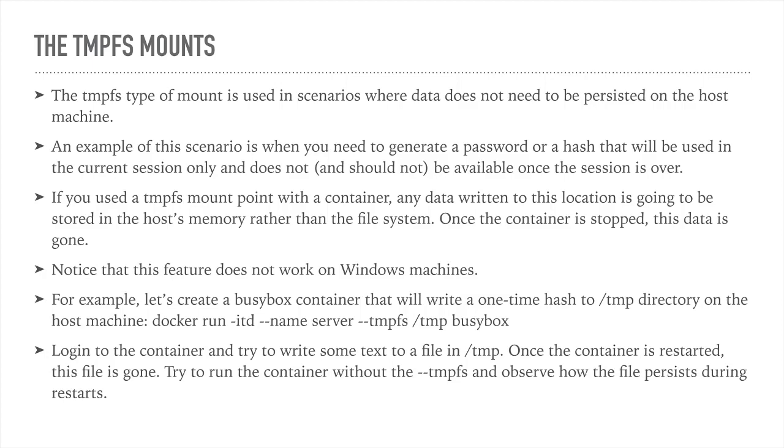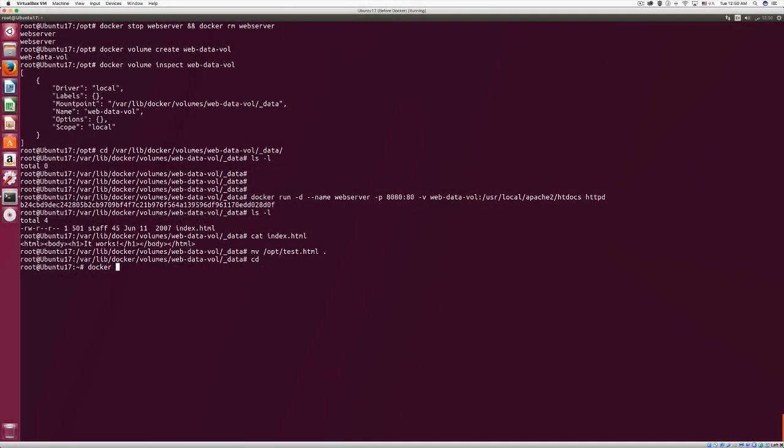So let's see how we can use this. Again, this time we don't need to have a web server. Let's just create a BusyBox machine. So docker run -itd --name, let's say secure server, and in order to use the TMPFS mount, I'm gonna specify --tmpfs followed by the directory or file system that is gonna be used to store this data using the TMPFS. And of course, this is gonna be based on BusyBox. Okay. Now just make sure that it's running.